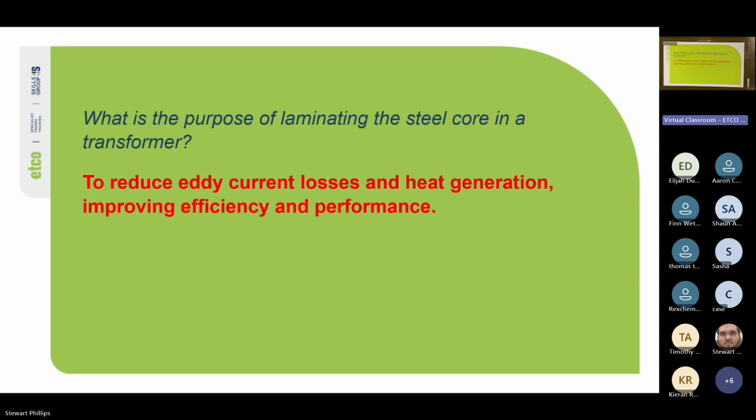And why do we use silicon steel? So why do we use silicon steel instead of just ordinary iron? No, nothing to do with hygroscopic.